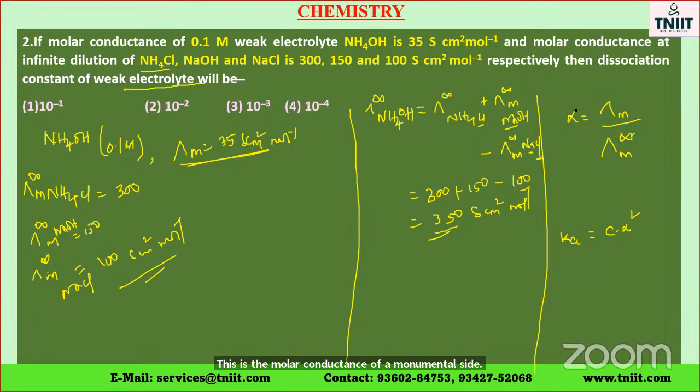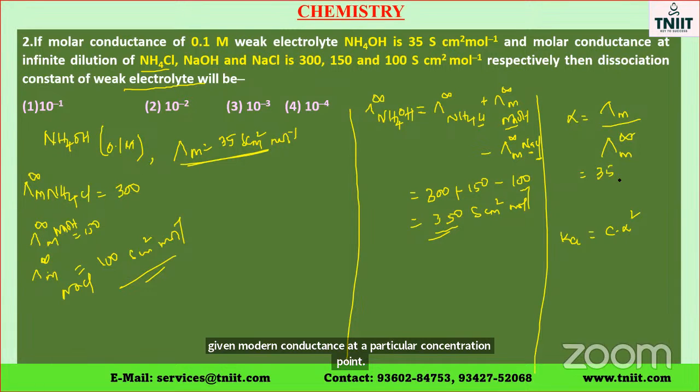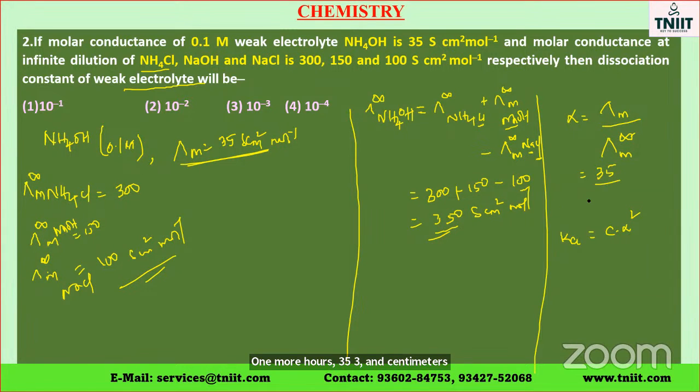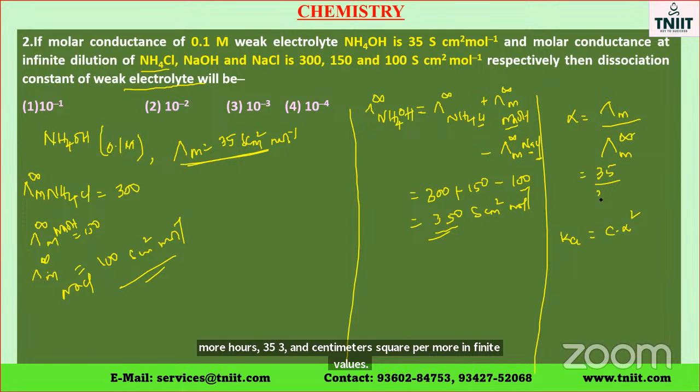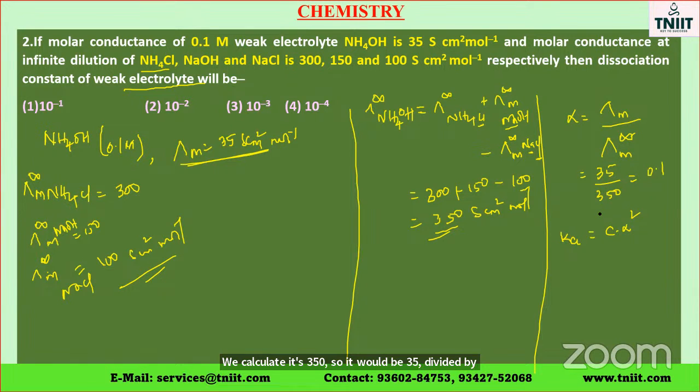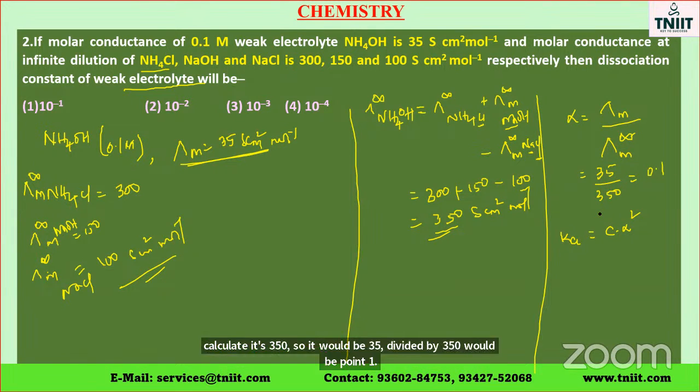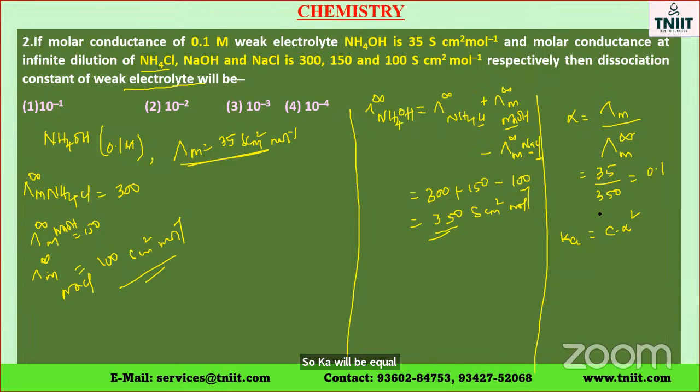Once we know this, we can find degree of dissociation. They have given molar conductance at a particular concentration, 0.1 molar, is 35 Siemens centimeter square per mole. Infinite dilution, we calculated it's 350. So it will be 35 divided by 350, which is 0.1. So Ka will be equal to concentration, we know it is 0.1, and alpha, the whole square. So that will be equal to 10 to the power minus 3. Hence, the answer for this question is option 2.